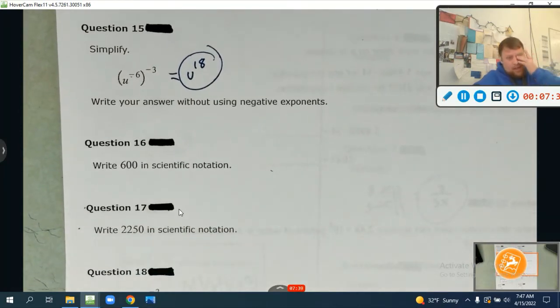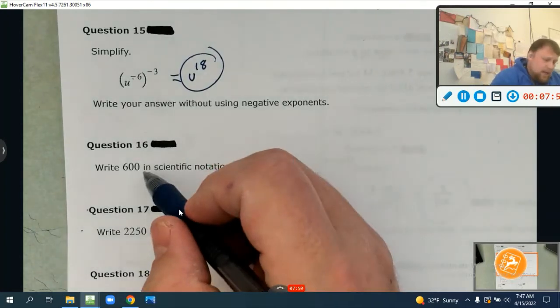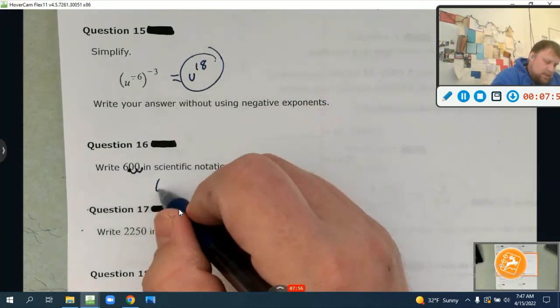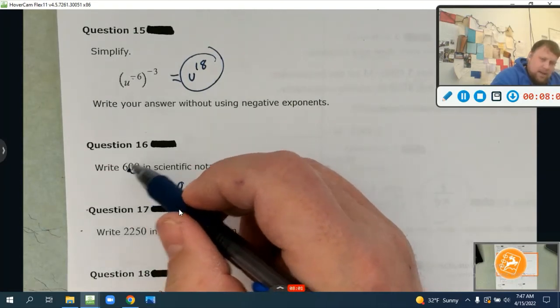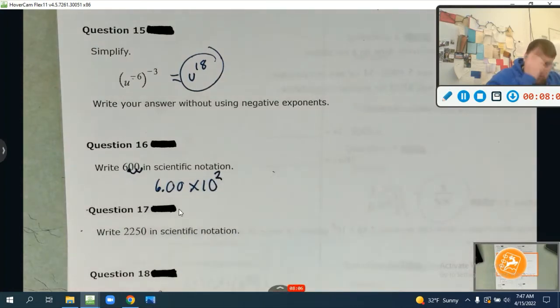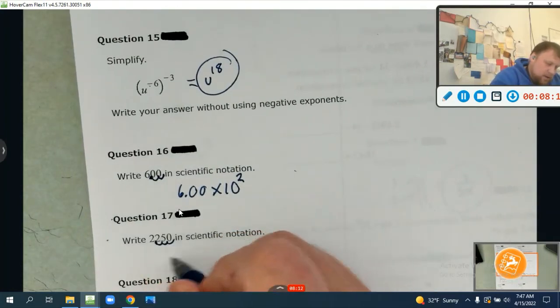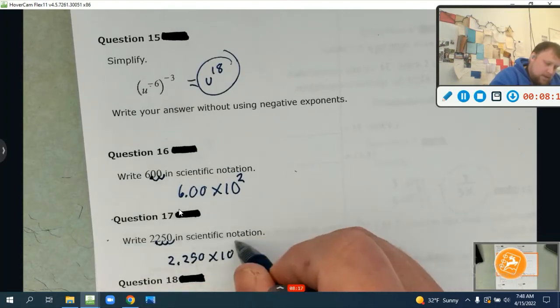Scientific notation is an interesting one. You only want one digit in front of it. And you have to keep significant figures, or, you know, what it's accurate to. So I'm going to go 1, 2. And I'm going to get 6.00 times 10 to the, since I moved it left to put it in this, it's times 10 squared, because I need to multiply it times 100. 6 times 100 would be 600. Okay, this one, 1, 2, 3. So I'm going to have 2.250 times 10 to the 3rd power.